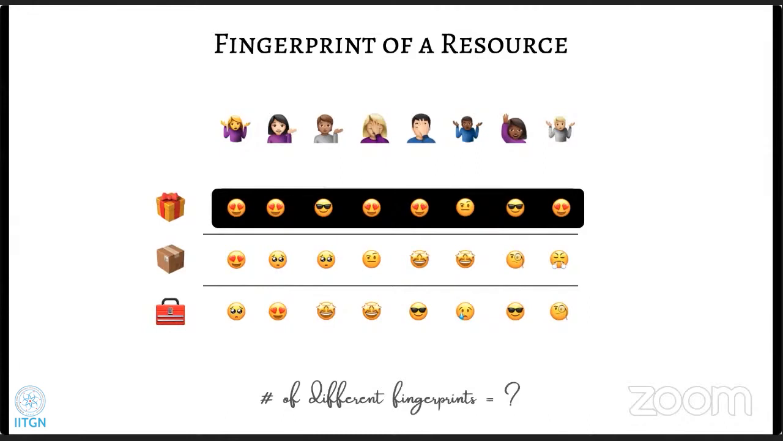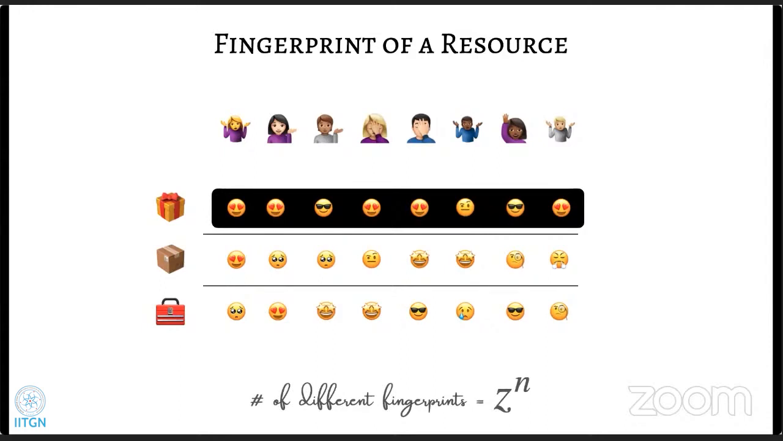I'm asking how many vectors there are of dimension n over Z distinct values. Exactly, Z to the n. Sorry, n is the number of agents. So Z to the n is the number of distinct fingerprints that we have.